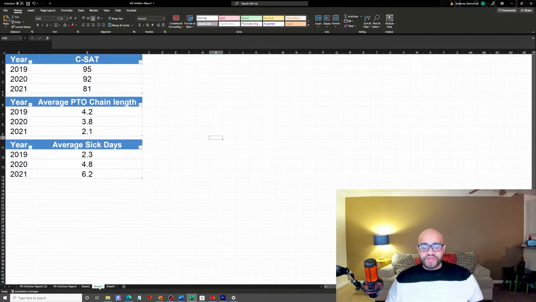But when you start seeing your PTO chain length go down, that means that employees are taking shorter bursts of PTO, meaning that they're working maybe 2 weeks and then taking a day off, working 1 week, then taking another day off, working 2.5 weeks and taking another day off.